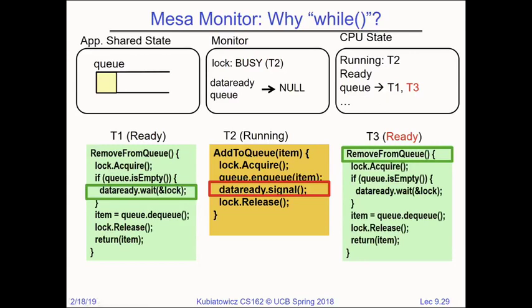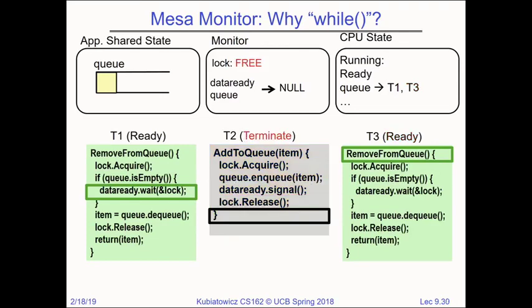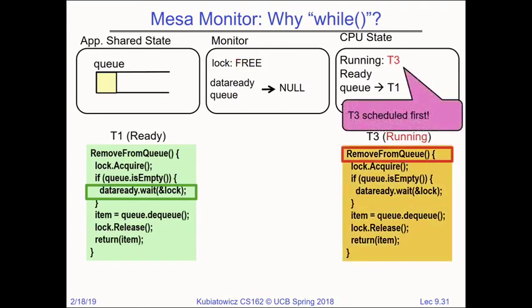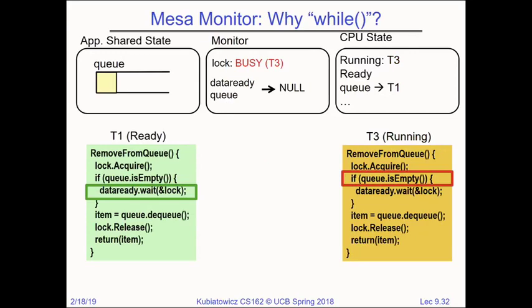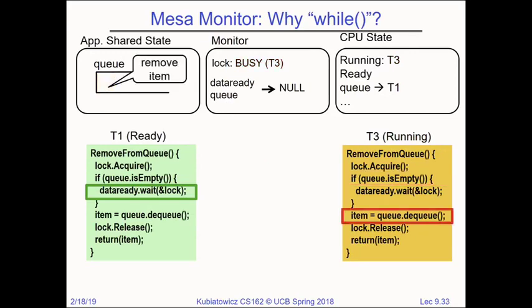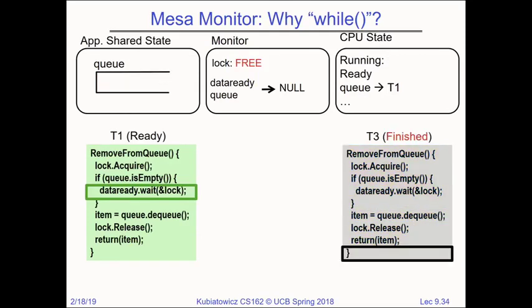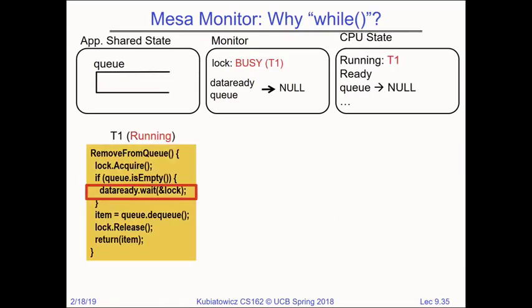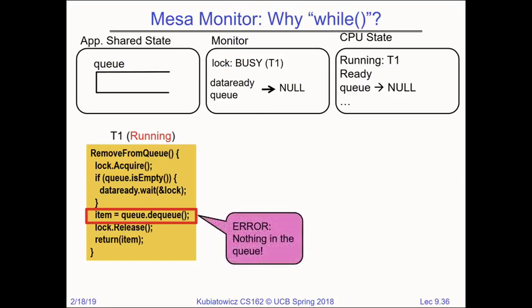And meanwhile, T3 happens to come in that section, and it tries to run. So it gets to run before T1, so it acquires the lock. It says, is the queue empty? No, we're going to dequeue it. So notice that there's no item on the queue now. And T3 is very happy. T1 comes back, exits, says, oh, okie doke. I got signaled. Time to dequeue, and oops, there's nothing on the queue.